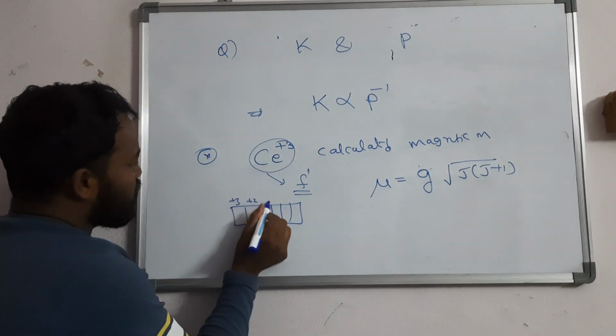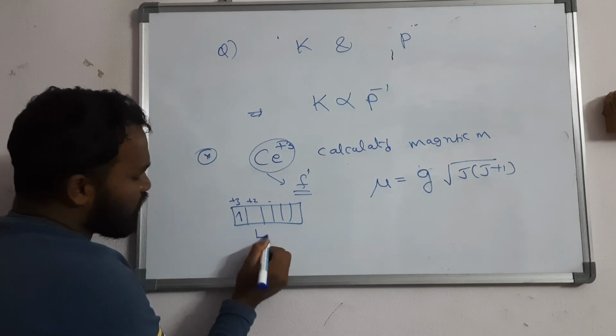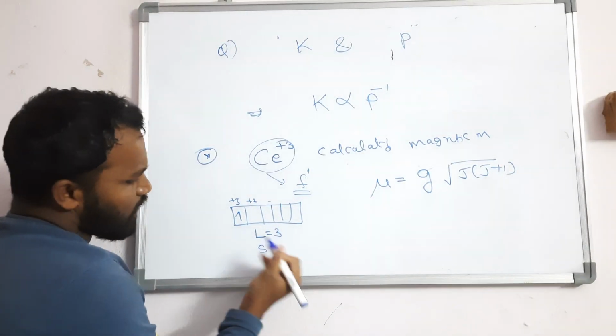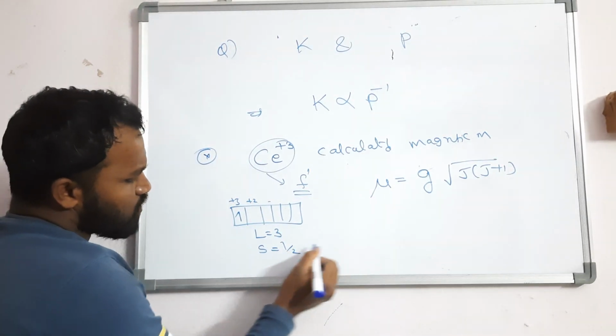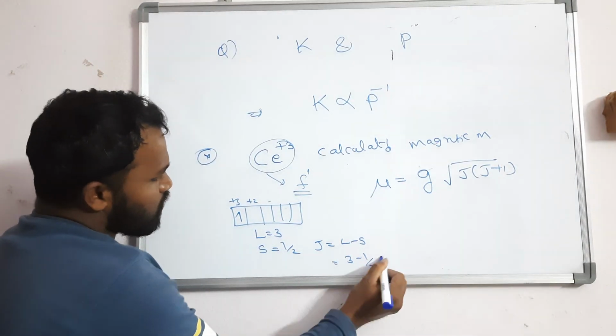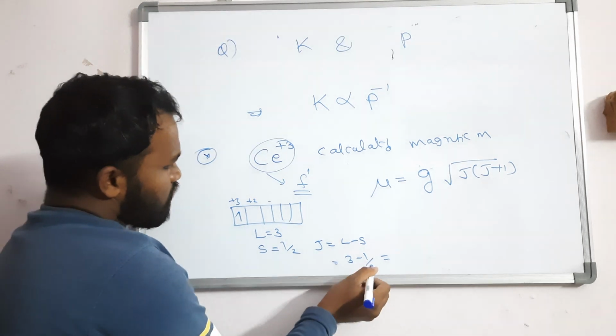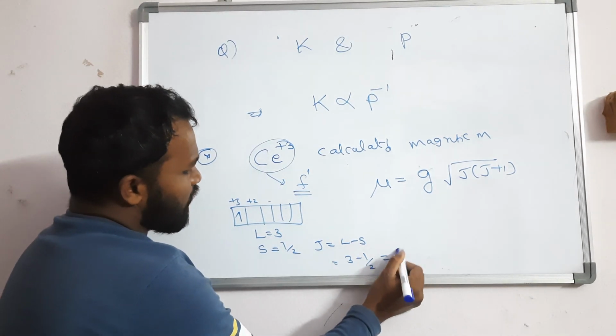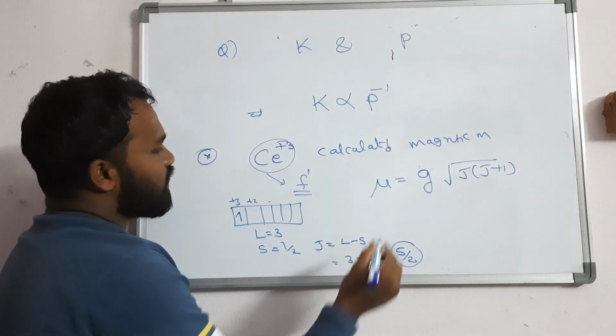Plus 3 plus 2 plus 1 0, like this. So the L value is 3, and what is the S value? Half, right? So J is equal to L minus S, so you should take 3 minus 1 by 2. So that is 3 times 2, which is 6, minus 1, 5 by 2. So J is equal to 5 by 2.